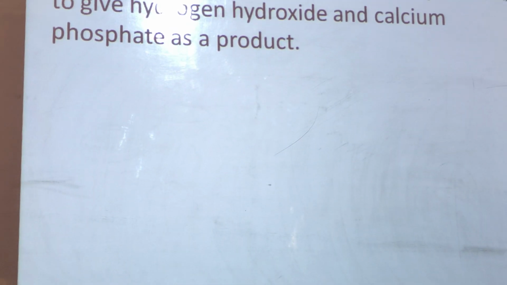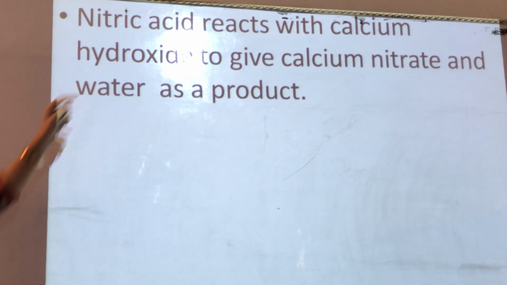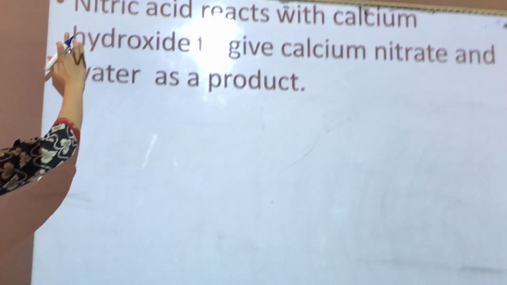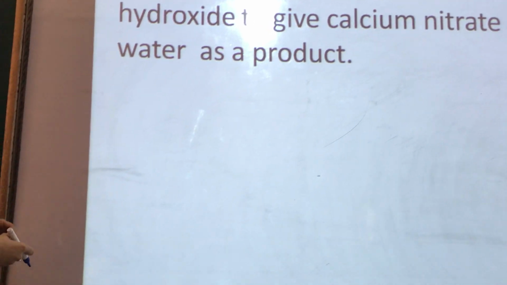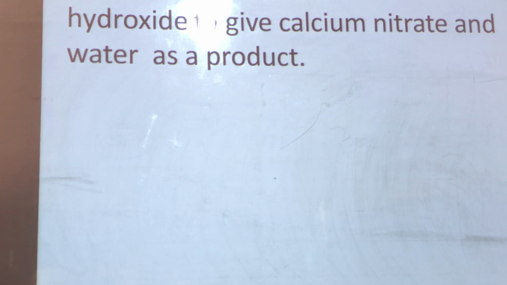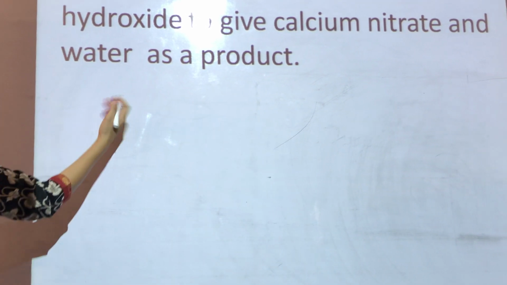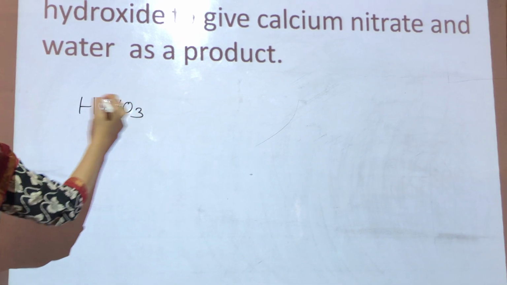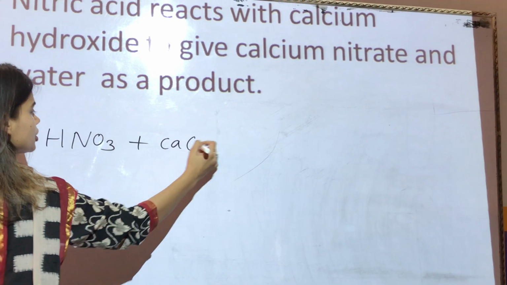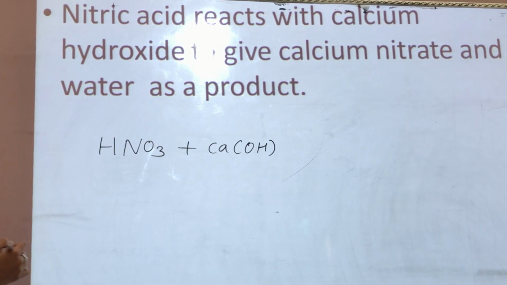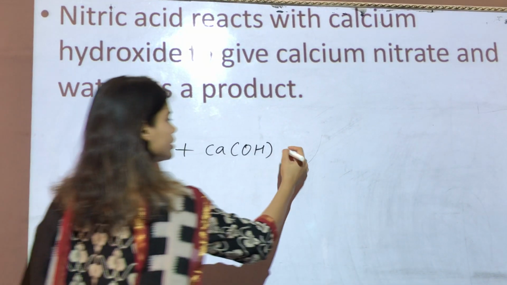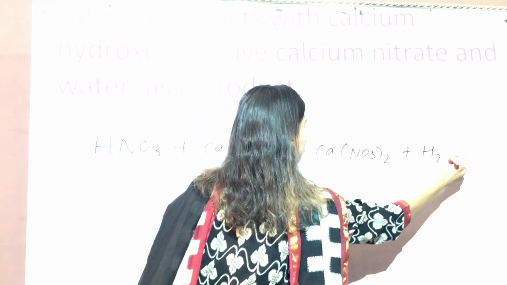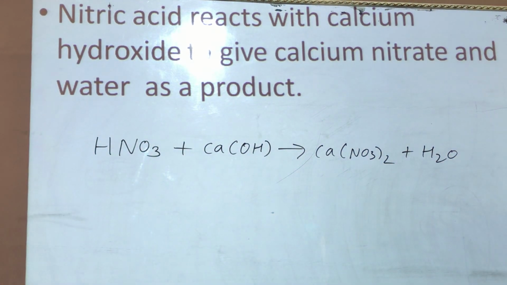As you can see here on the screen, I hope you can see the chemical equation. Now, what is written? Nitric acid reacts with calcium hydroxide to give calcium nitrate and water as products. So we need to write down the symbols. Nitric acid is HNO3, plus when it reacts with calcium hydroxide Ca(OH)2, it gives calcium nitrate Ca(NO3)2 plus water. So this is the chemical equation that we need to balance.